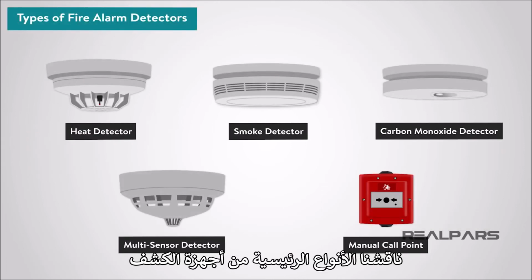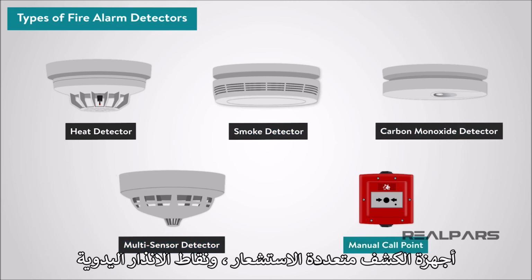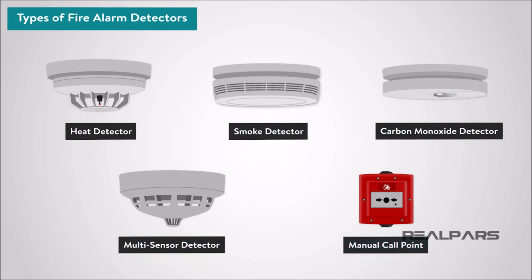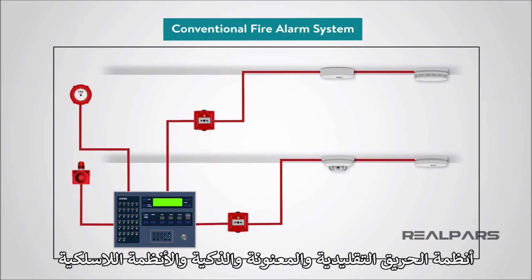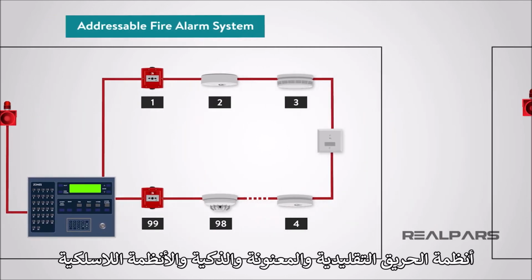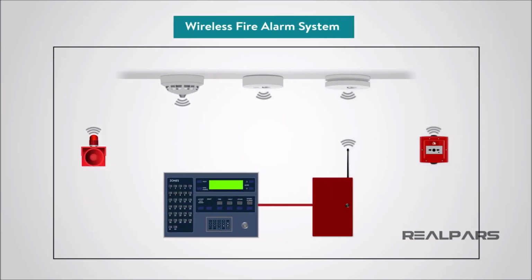We discussed the main types of detectors: heat detectors, smoke detectors, carbon monoxide detectors, multi-sensor detectors, and manual call points. And finally, we looked at the different types of fire alarm systems: conventional, addressable, intelligent fire systems, and wireless systems. We hope you enjoyed this short introduction to fire alarm systems.